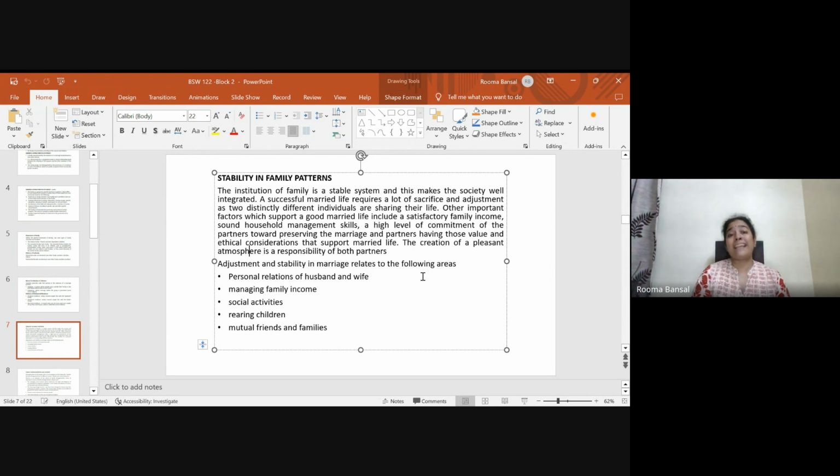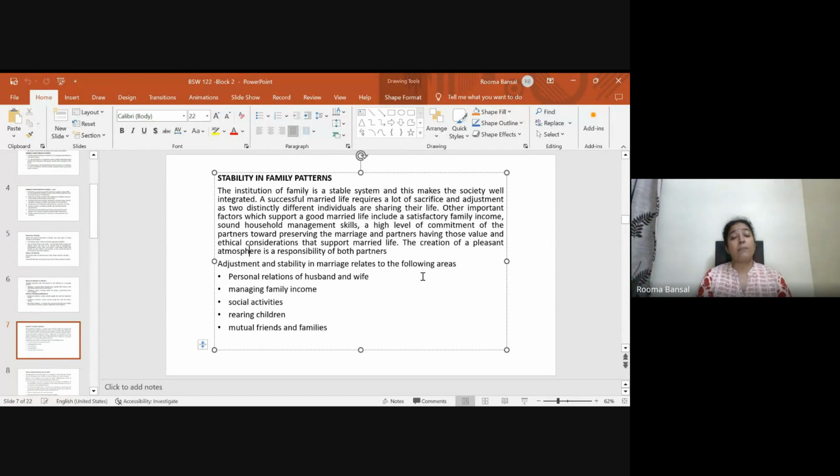Next, managing family income. It means whatever both family members are earning, or if a single member is an earning member, then they should have skills to manage their household within the economic system, within their financial status only. Social activities.